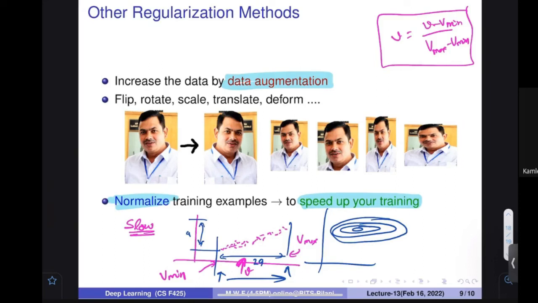So in all the directions, if you do it like this, your data would be confined to a small region where all the axes have the same treatment. So this contour now would become circular. And if it is circular, most probably you are going to reach the minimum very fast. Make sense?